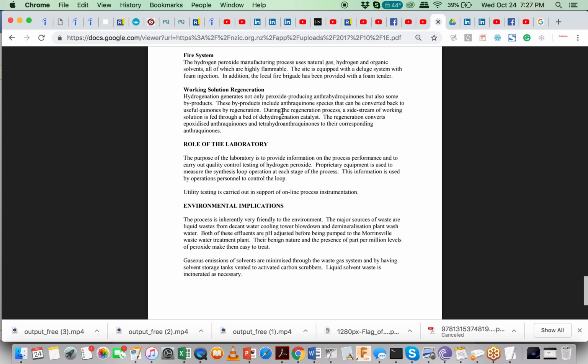Fire system. The hydrogen peroxide manufacturing process uses natural gas, hydrogen and organic solvents.